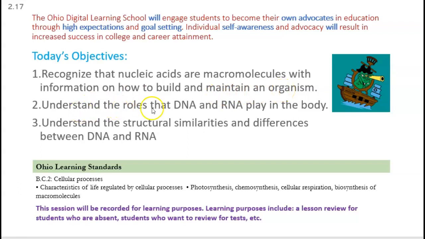We're going to understand the roles that DNA and RNA play in the body. And we're going to understand the structural similarities and differences between DNA and RNA. This is part of our state standards for cellular processes. All right, so let's begin.